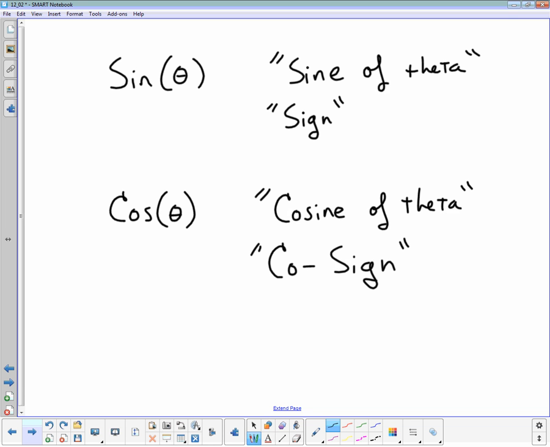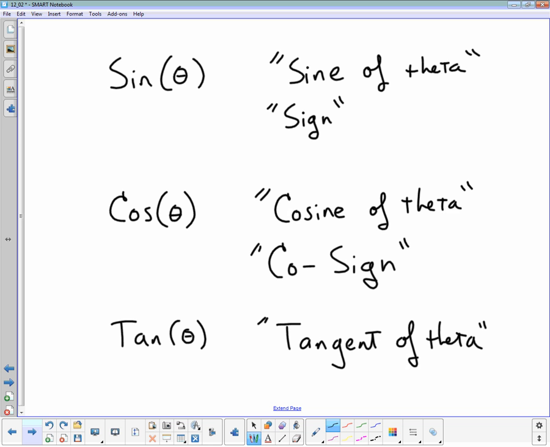The sine and the cosine. And then the last one is the tangent of theta.